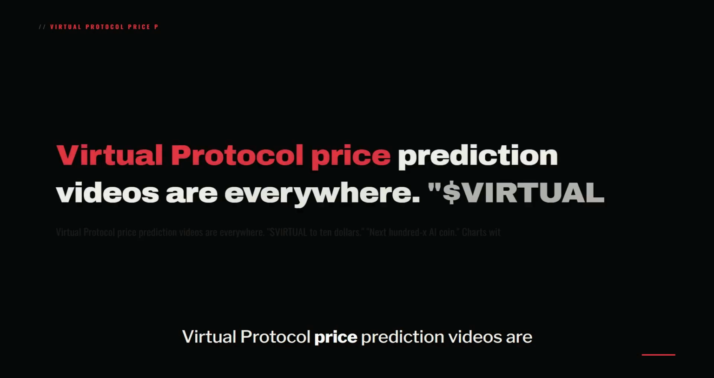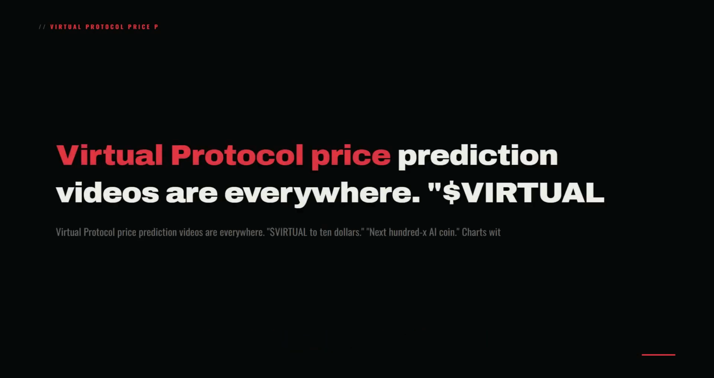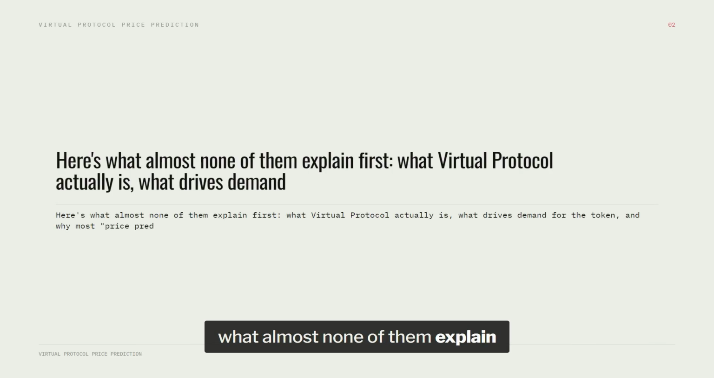Virtual protocol price prediction videos are everywhere. $virtual to $10. Next 100x AI coin. Charts with arrows pointing up and a thumbnail face showing shock. Here's what almost none of them explain first.